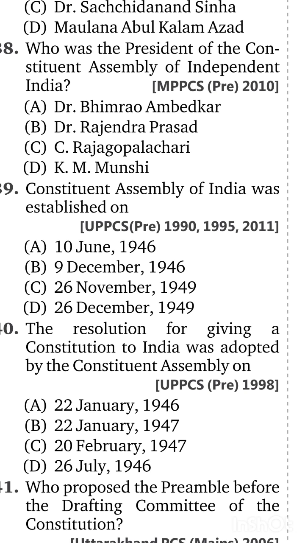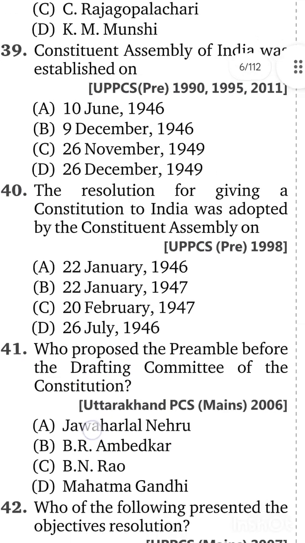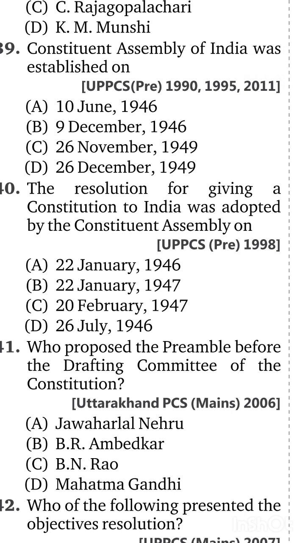39. The Constituent Assembly of India was established on. It is asking about establishment. It is 9th December 1946, but the Constitution was enforced on 26 January 1950. Right. Question number 40. The resolution for giving a constitution to India was adopted by the Constituent Assembly on, option B, 22nd January 1947.